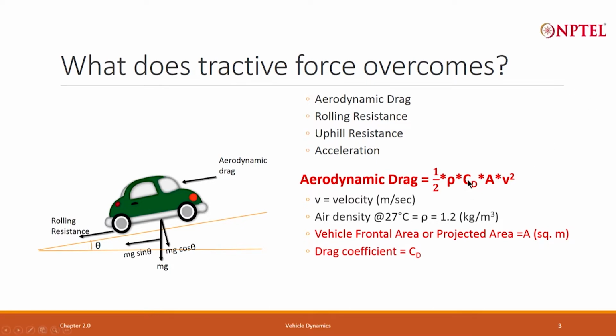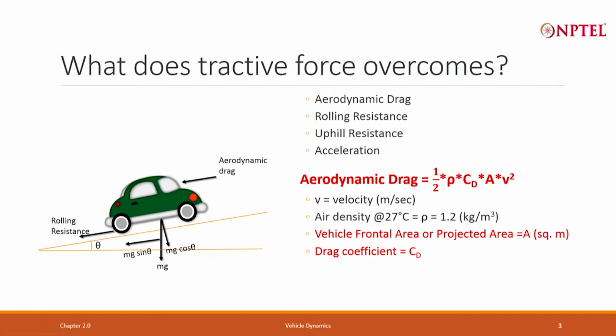What is the parameter called CD? The drag coefficient. The drag coefficient is going to play an important role. What is the projected area? Air is going to hit the vehicle. What is the area at which it will hit? It will be given in square meter. And what is the velocity at which it will move? That will be given in meter per second. The drag coefficient CD does not have any units, air density is in kg per meter cube, and the vehicle frontal area projection is in square meter, and the aerodynamic drag is half into rho into CD into A into V square.